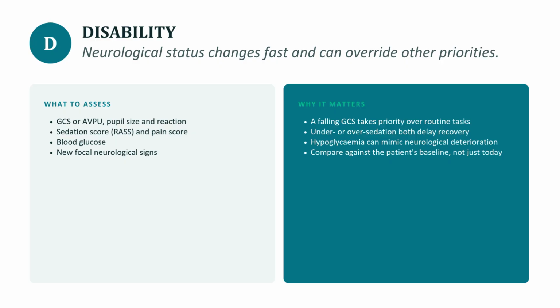Remember, a fall in GCS takes priority over routine tasks. Under or over sedation both delay recovery. Hypoglycemia can mimic neurological deterioration. Compare against the patient's baseline, not just for today. And remember, when you're taking handover from a previous nurse, check pupils together.